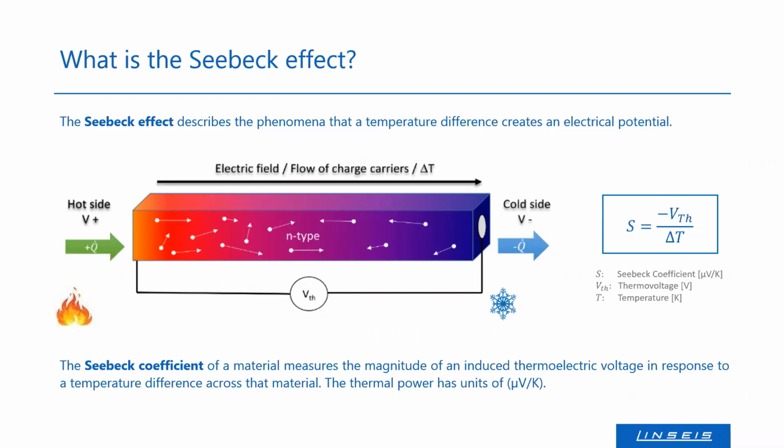The Seebeck coefficient is given in volt per Kelvin, or more often seen in microvolt per Kelvin. So metals possess only a small Seebeck coefficient of a few microvolt per Kelvin, whereas, for example, semiconductors can have a Seebeck coefficient of several hundreds of microvolt per Kelvin.